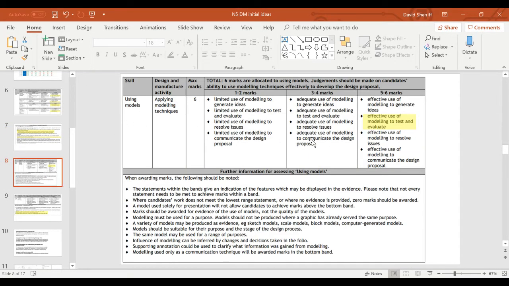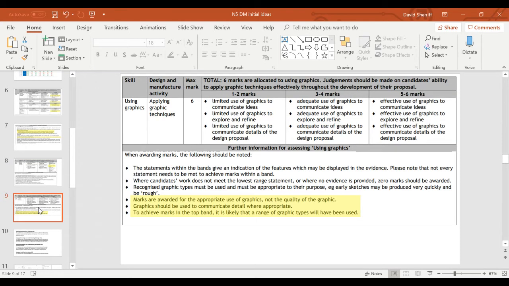In terms of your using models, you are also using them to test and evaluate against the specification. So you can also, beside your models, highlight that the specification points are met, or perhaps they're not met.